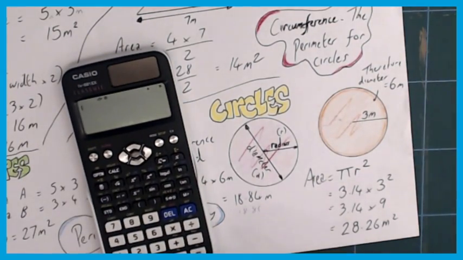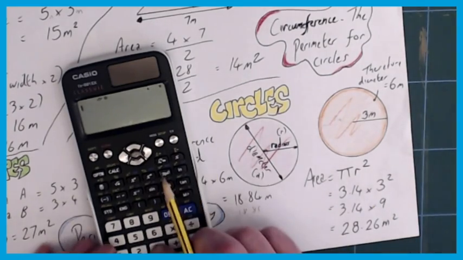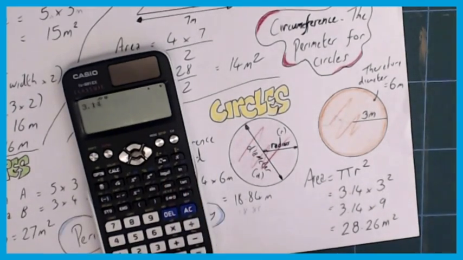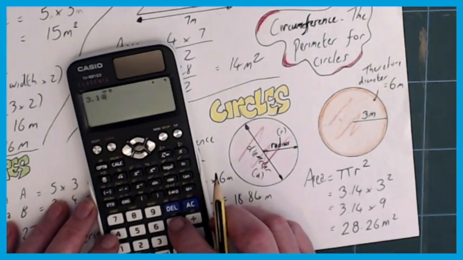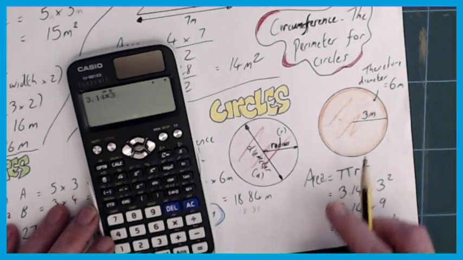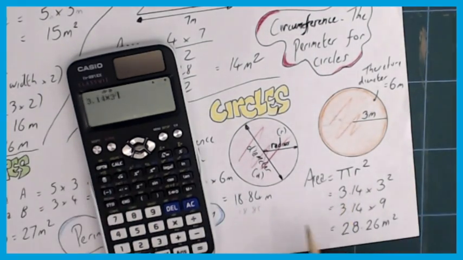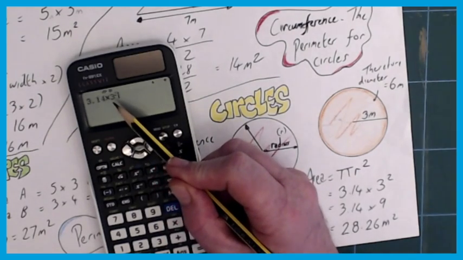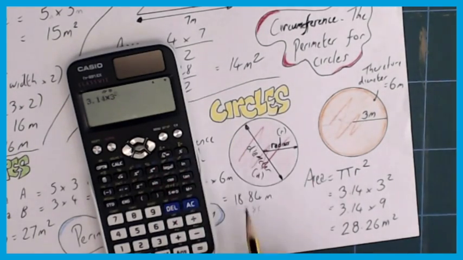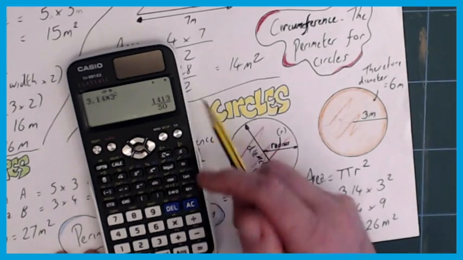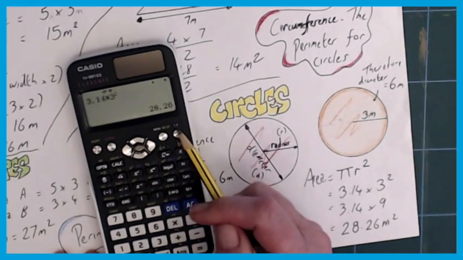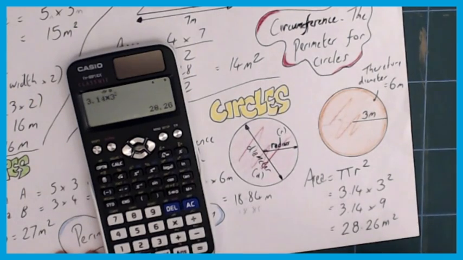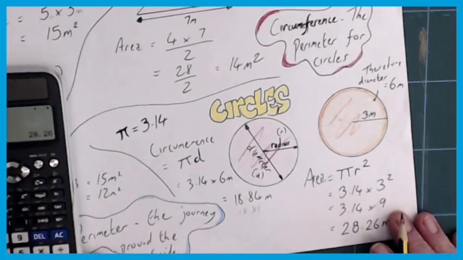Okay, let's have a go at the area. The formula we need for area is pi r squared. So pi is 3.14. The radius is 3, and you square it. So 3.14 times 3 squared. Press equals, and you get a fraction, S to D, and it comes out as 28.26 meters squared. And that's how you work out the circle's area.